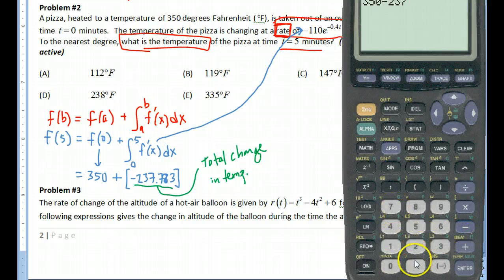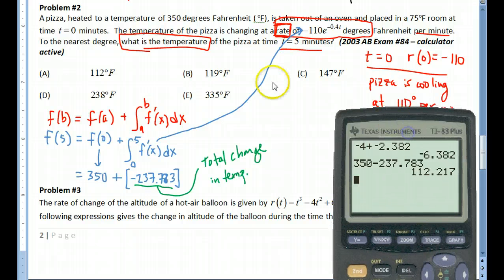So does the fundamental theorem of calculus make more sense with that problem? I hope it does, because that really summarizes it. It's like the total change. This is how you finish. The temperature at 5 minutes is the temperature at 0 minutes, 350, plus any change that happened in the first 5 minutes. So it cooled off by 237.783 degrees. So to finish up the answer.